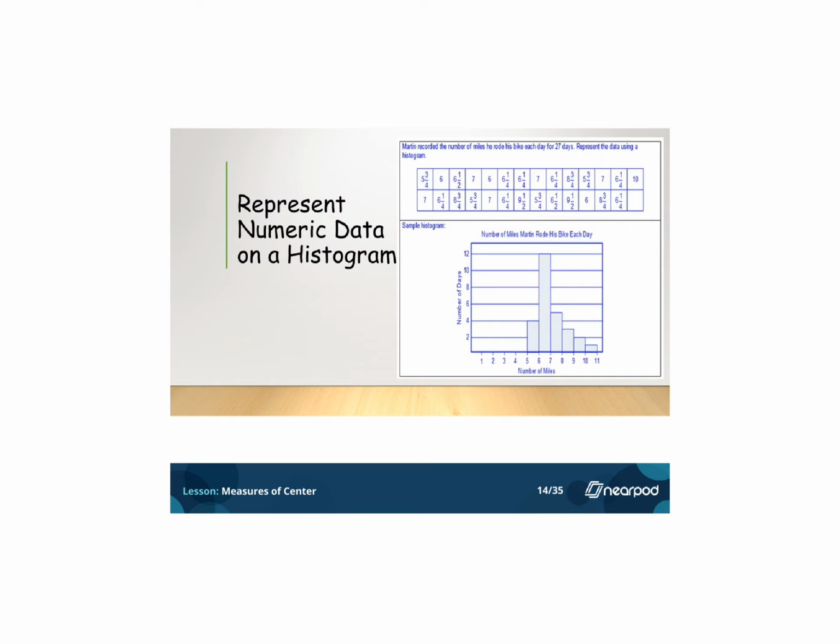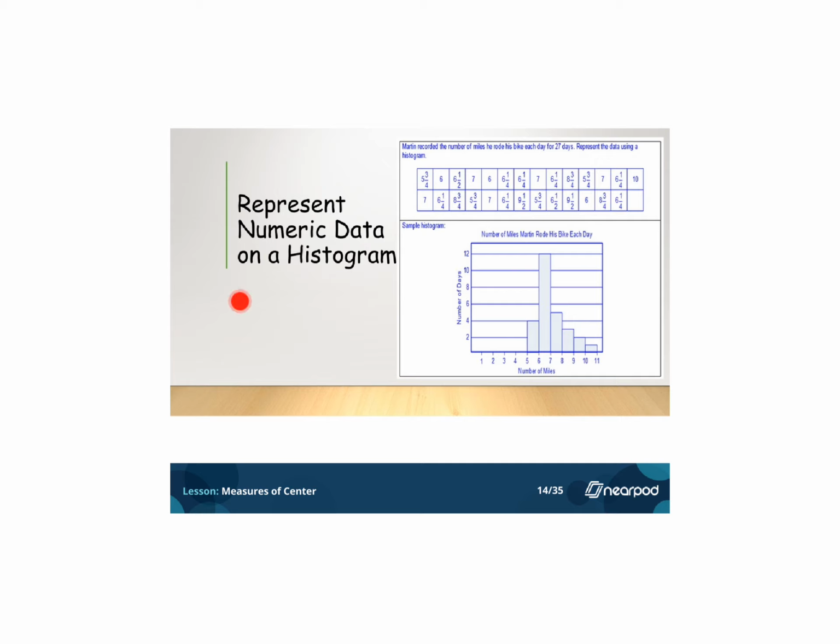So this is an example using a histogram. I'm going to block out this area so I can zoom in. The example on the top is the same thing, so I'm not going to show that example. I'm just going to go on based on the chart. We're going to place these data points right here onto this histogram. The title of the histogram is Number of Miles Martin Rode His Bike Each Day.